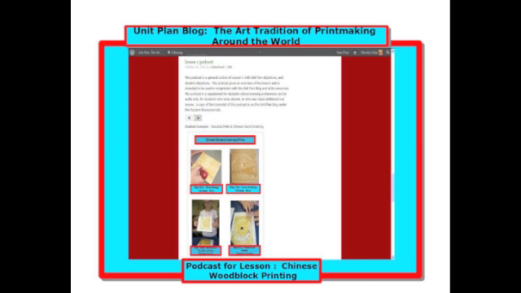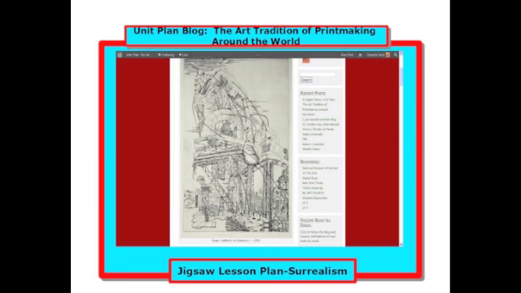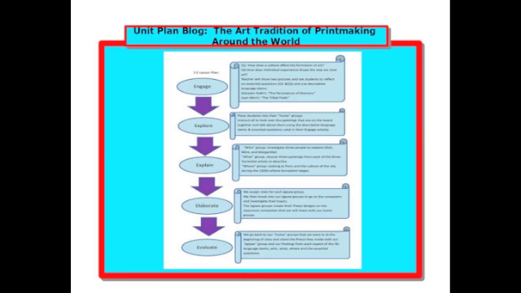This slide is a picture of our woodcut lesson, Chinese woodblock printing. Our next slide is a surrealist print from 1935 by Roger Villard from Lesson Plan 2 on surrealist printmaking. This is the 5E handout that we used in the surrealist printmaking lesson plan.